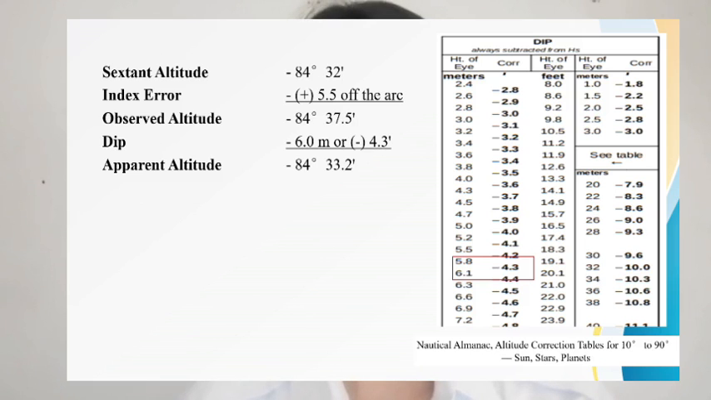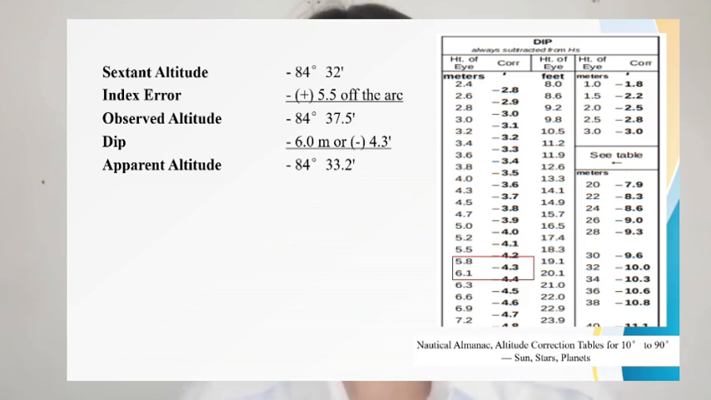Now that we know the given data, we're going to organize it in the standard format, the same as in the presentation. The next step is to find the observed altitude of the celestial body, which is Saturn, its dip, and its apparent altitude. To get the observed altitude, simply find the algebraic sum of the sextant altitude and the index error. Take note that if the index error is off the arc, then we do addition, and subtraction if it's on the arc.